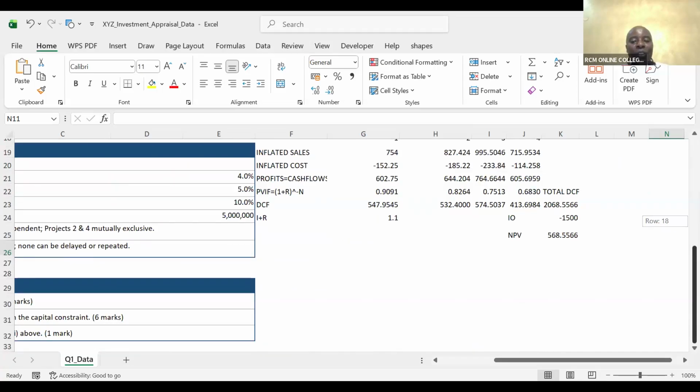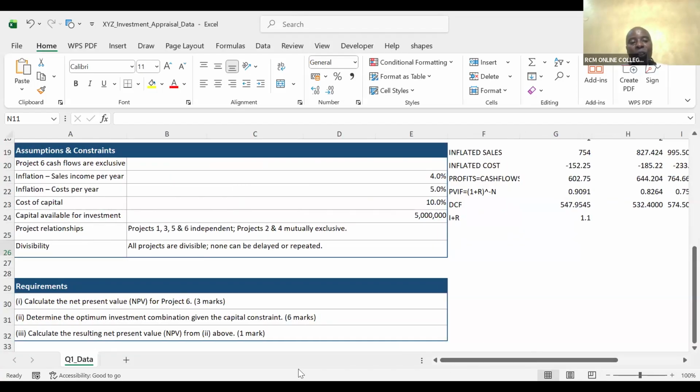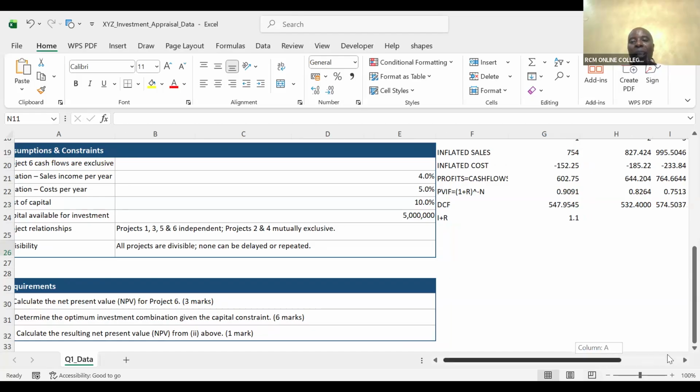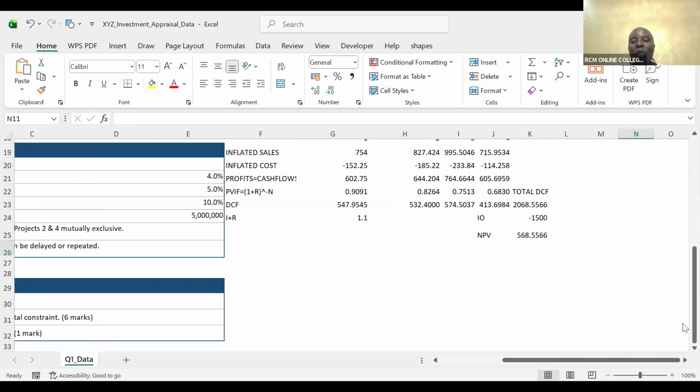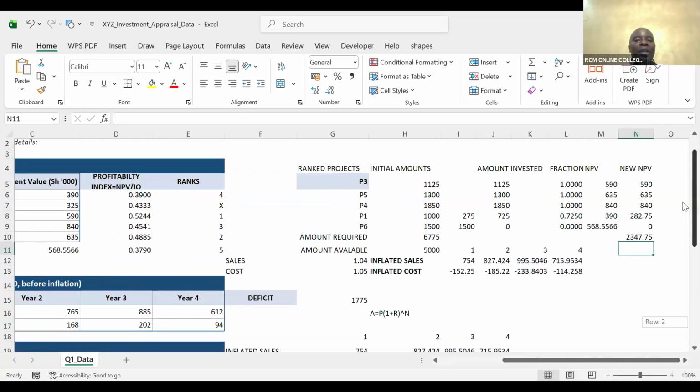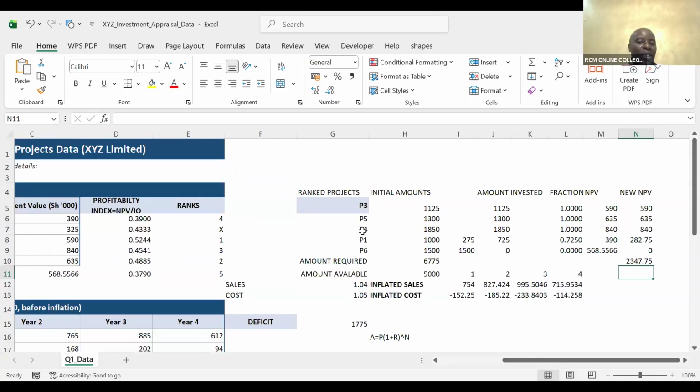So we have the total NPV, and we've been able to answer to the very last. Because the last one that they wanted us, ladies and gentlemen, to give an answer here is to calculate the resulting net present value from 2 above, to determine the optimal investment combination given the capital constraint. So given the capital constraint, how are we combining these projects? Oh yes, we have already answered that, ladies and gentlemen. This is the optimal project combinations. P1 all the way up to P3. P6 we're investing 0, like that.